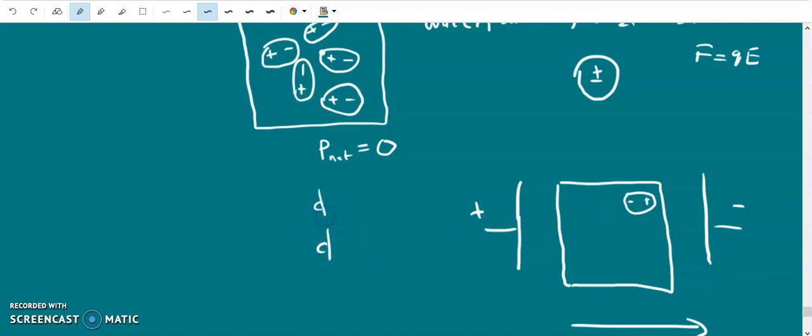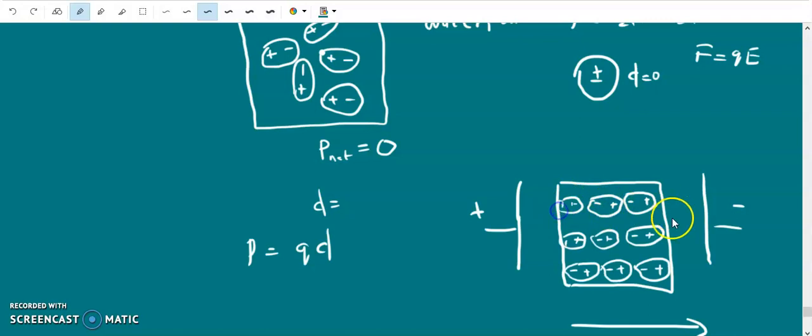Initially, before the application, d was 0, and after the application d is there, and there is a dipole moment q into d. All the molecules will align like this, and we have a configuration like this. The neighboring positive and negative charges cancel, and we have a net positive charge on one side and a net negative charge on the other side.